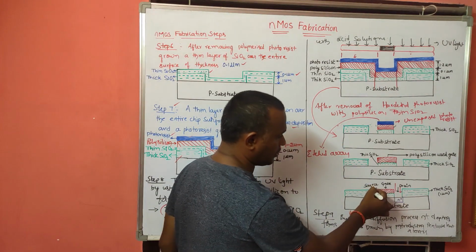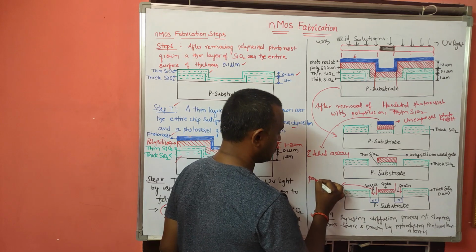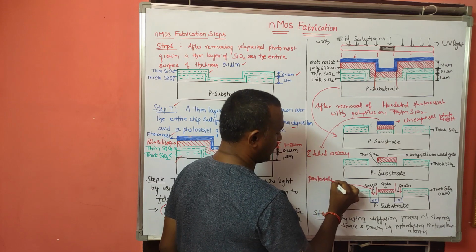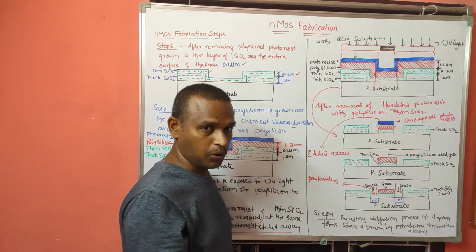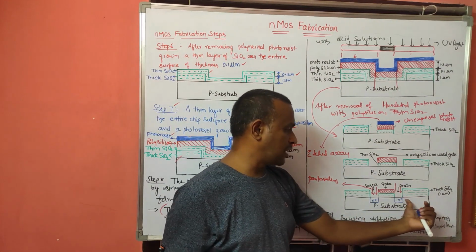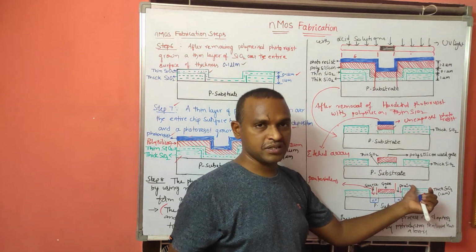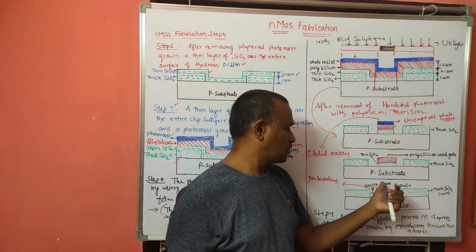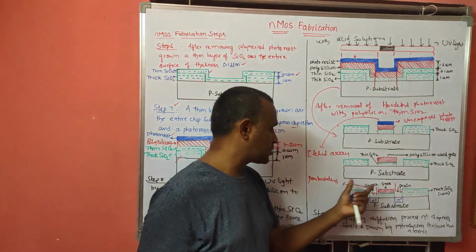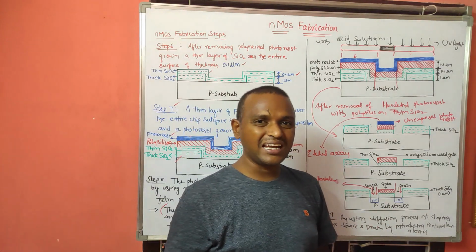So here if I send these pentavalent atoms by using the diffusion process, the N plus and N plus will be formed. This will be considered as the source, and this will be considered as the drain. Okay, this is the gate. So this is how you can form source, gate and drain.